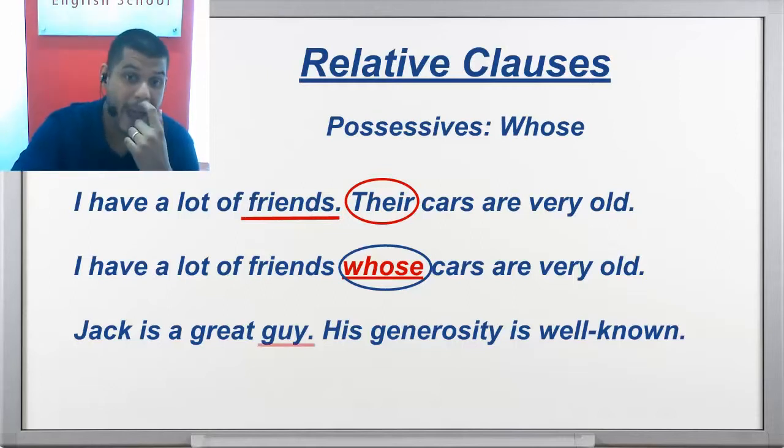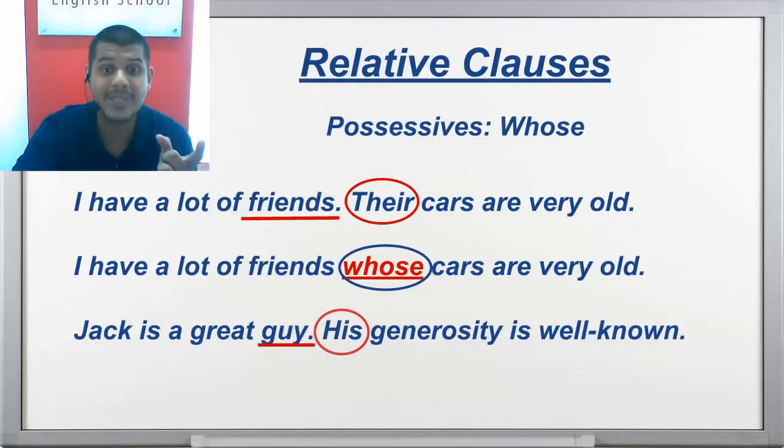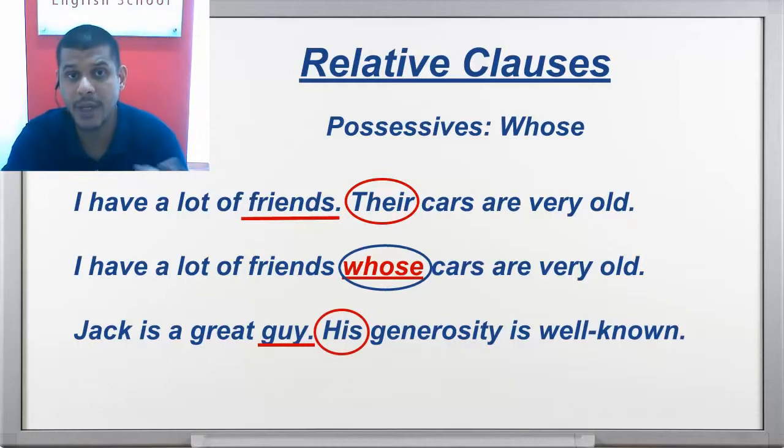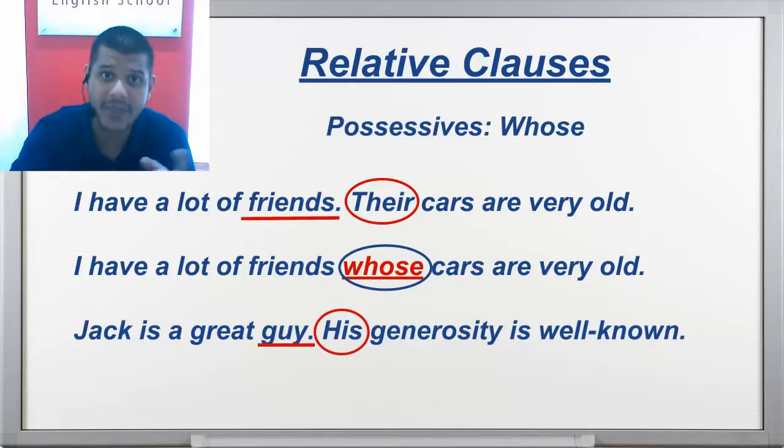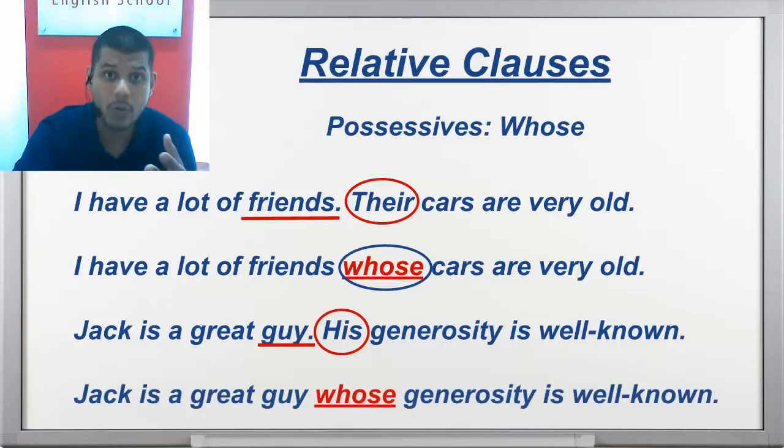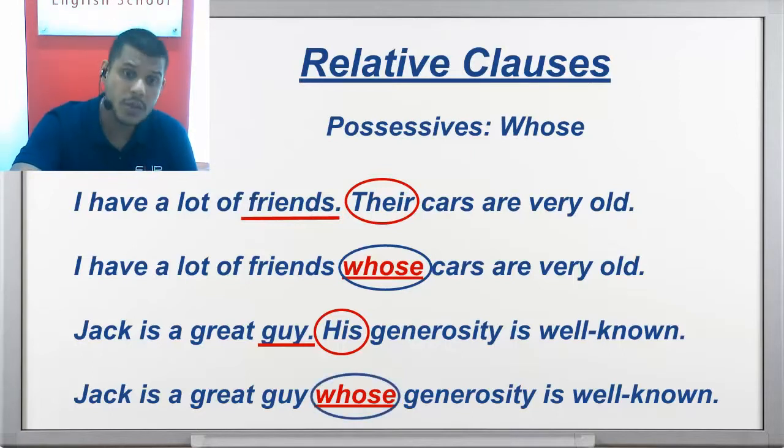Let's take a look. I have the guy, a great guy, who is Jack. Jack is a great guy, and I am talking about his generosity, the generosity of Jack, of the guy. So in this case, I can substitute the possessive adjective his for the relative pronoun whose, and it goes like this: Jack is a great guy whose generosity is well known. So, pretty simple. In this case, I will use whose to substitute his.